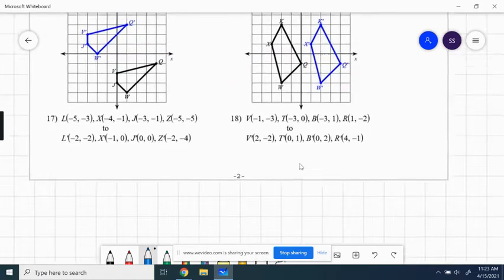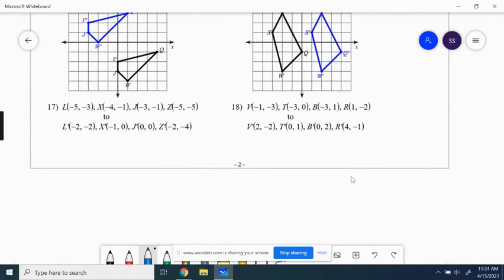And then we're also writing a rule for 17 and 18. So you're looking at how you go from the pre-image to the image. Okay, so in terms of X, you're looking at how do I go from -5 to -2? Okay, so these are my X values. So from -5 to -2, it looks like I'm adding 3. Okay, is that the same for this one here? -4 plus 3 is -1. Okay, that works out. -3 to 0, that's +3. And -5 to -2, that's +3. Okay, so there's our rule for X.